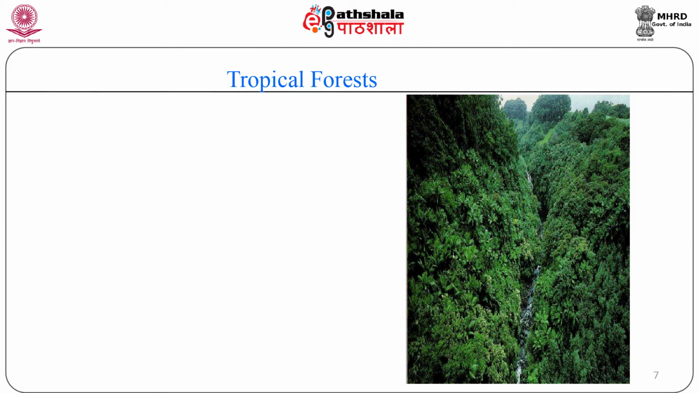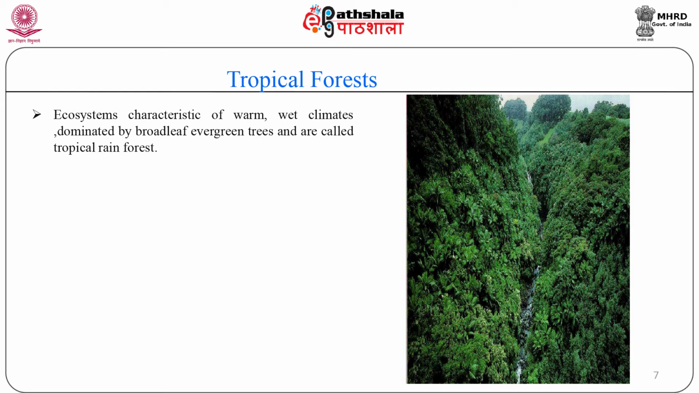Let's talk about the tropical forests. Ecosystems characteristic of warm, wet climates with no distinct seasonality are dominated by broadleaf evergreen trees and are called tropical rainforests. The tropical rainforests of the world are famous for having a greater number of plants and animals than any other biome on Earth. Tropical forests characterize the equatorial zone. They are found in tropical America, West Africa, the Congo Basin of Africa and in the Indo-Malayan region of Asia.